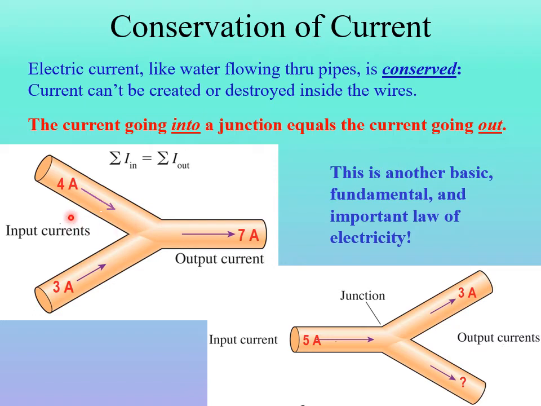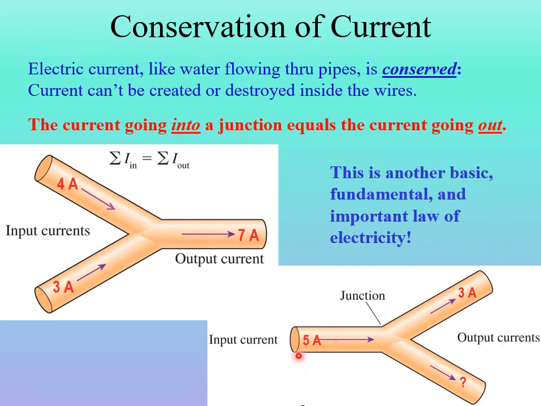So look at this picture here. Let's say we have 4 amps of current flowing through this path, and we have 3 amps of current flowing through this path. Well, since these two paths of currents combine, we know that the total current flowing out must be 7 amps. All right, so this is what we mean by conservation of current. So this is another basic, fundamental, and important law of electricity that we're going to use to help us solve some of these problems. So take a look at this little mini quiz problem here.